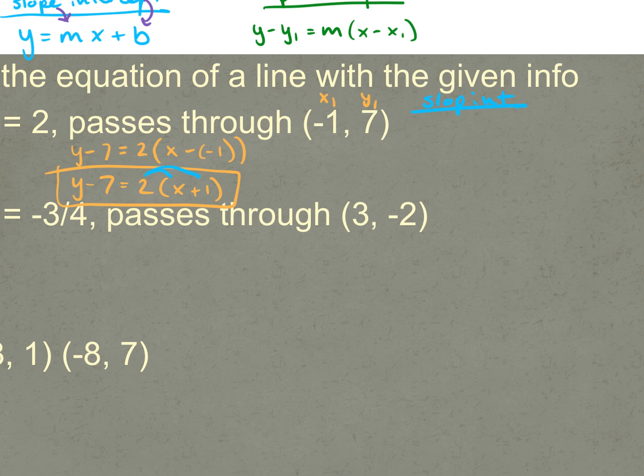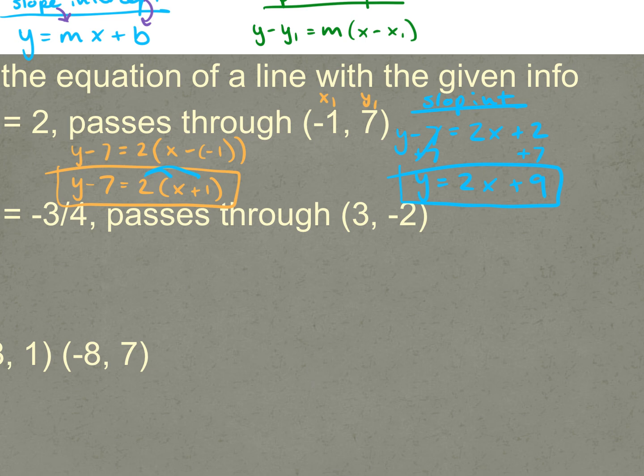Distribute the 2. I'm going to distribute the 2 first. So we have y minus 7 is equal to 2x plus 2. Then we'd move the 7 over. Since we're subtracting 7, we want to add it to the other side. So plus 7. So y is equal to 2x plus 9. So this would be another way of writing the equation of a line.